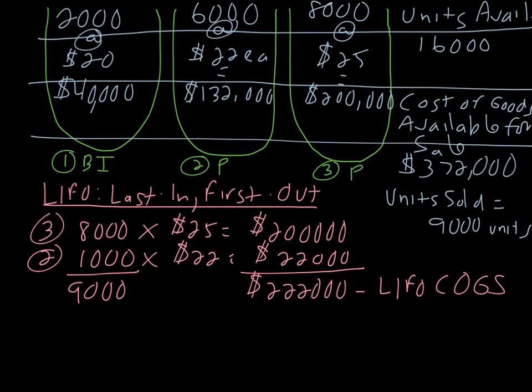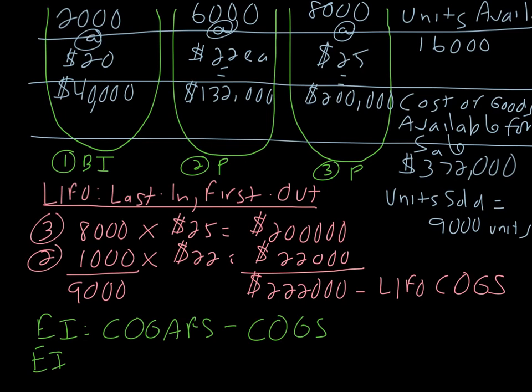And remember, the last step is we need to do the ending inventory. And when I talk about ending inventory, it equals cost of goods available for sale minus cost of goods sold. So let's do that math here. So the ending inventory for LIFO equals, and just take that cost of goods available right from the first video, the first step. You're going to use this a lot, right?